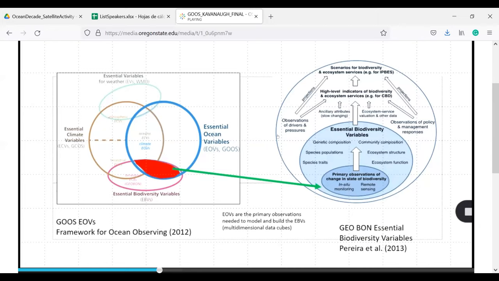EBVs cover a range of biodiversity levels from genetic composition, community composition, through to ecosystem structure and function. They were designed to link the primary observations of change, including in situ and remote sensing, to high-level indicators of biodiversity and ecosystem services for current management and future scenarios.